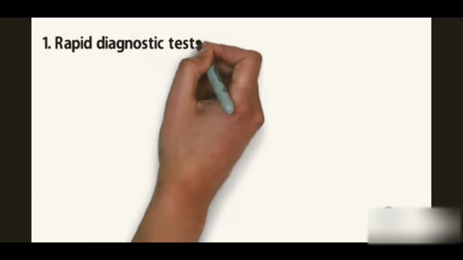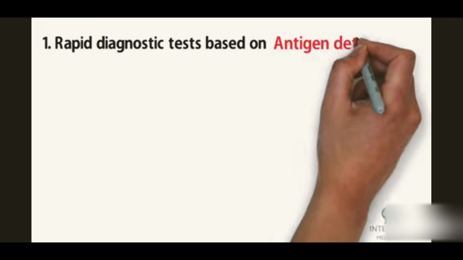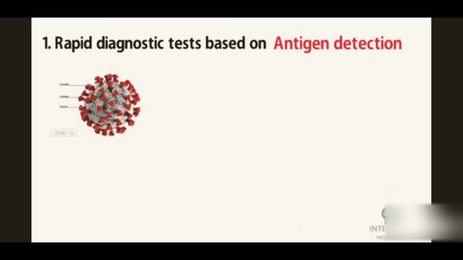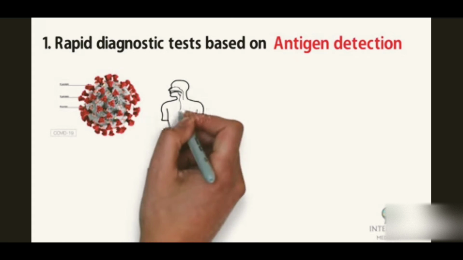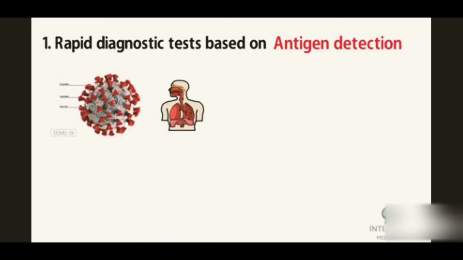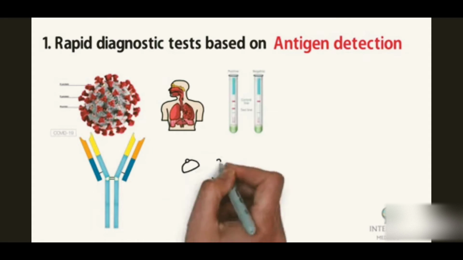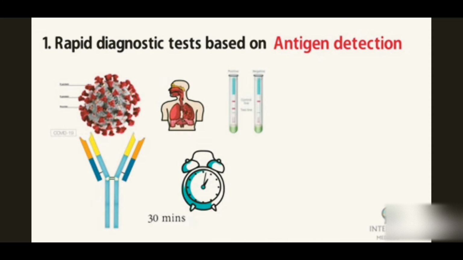First, rapid diagnostic test based on antigen detection. This test detects the presence of viral proteins, that is, antigens, expressed by the COVID-19 virus in a sample from the respiratory tract of a person. If the target antigen is present in sufficient concentration in the sample, it will bind to specific antibodies and generate a visually detectable signal, typically within 30 minutes.